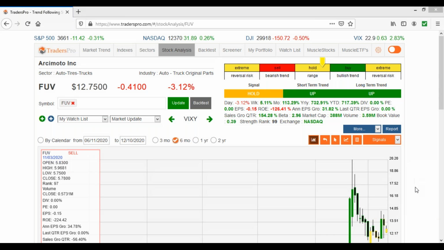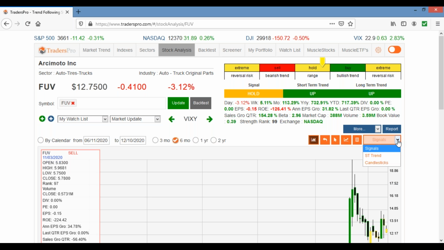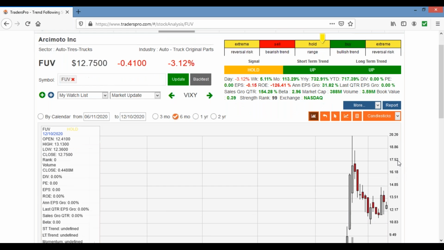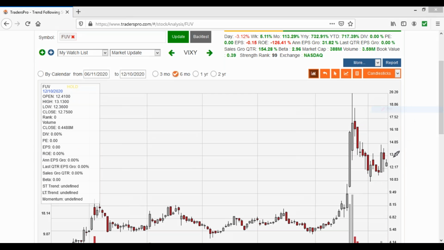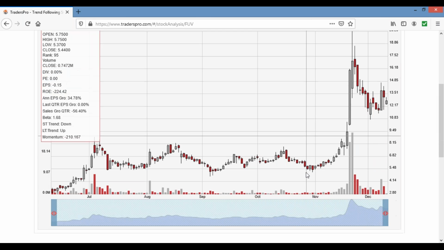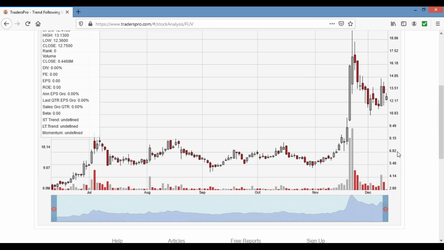You can't see it with the signals on, so let me switch the signals off. See it on the candlesticks here. Here's where it opened down here. Here's where it's trading. It's higher than where it opened, but it's still lower than the day before. That's a pretty good bullish reversal day right there. So that's a pretty good sign. Volume's really light today though, so I don't trust the bullish reversal as much. I'd like to see a little bit heavier volume than that.